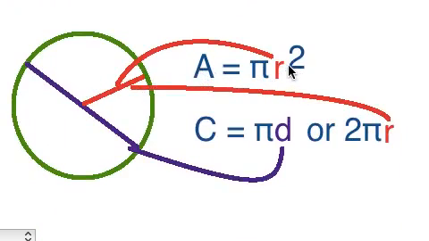So using those terms, you can get the area by saying the area of the whole circle: I take a radius, I square it, I multiply that by pi, and that'll give me the area of the whole inside of the circle. To get the circumference, I just take the diameter and multiply that by pi. Or I could take the radius and multiply that by 2 and multiply that by pi, and that'll give me the perimeter of the circle, also known as the circumference.